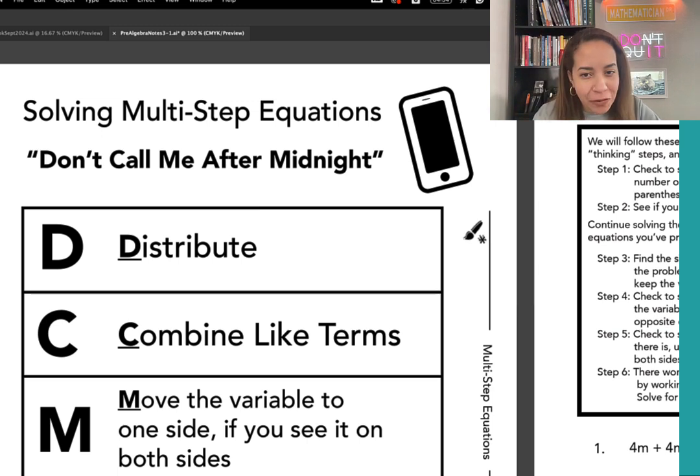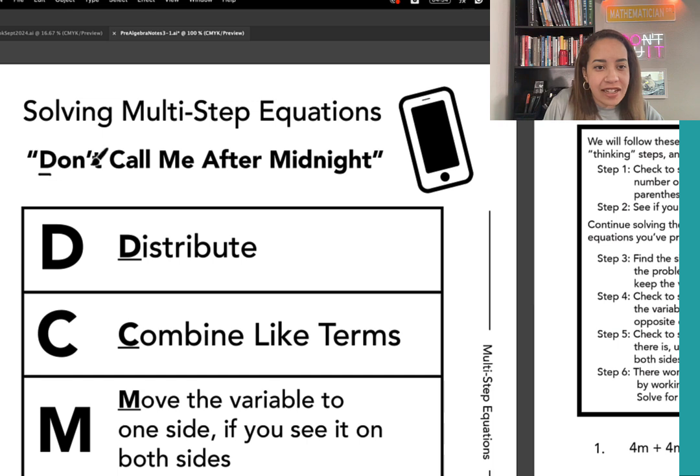So we have this special phrase that we can use to help us remember what steps to do in what order. You might remember back to when we were working on order of operations that we used the phrase, "Please excuse my dear Aunt Sally," as a checklist to remind us what to do. This is similar. We've got a new phrase that will remind us what to do when we see multi-step equations. Our phrase is kind of silly, but it says, "Don't call me after midnight."